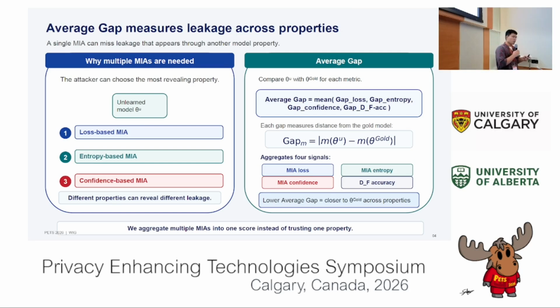So we created an average gap to measure this. We averaged the gap between the gold and the unlearned model by aggregating the membership inference attacks from loss, entropy, and confidence, and the accuracy on the forget set. A lower average gap means it's closer to the gold model across more model properties. Also, the membership inference attacks on loss, entropy, and confidence are all derived from three different papers that were used to evaluate unlearning.